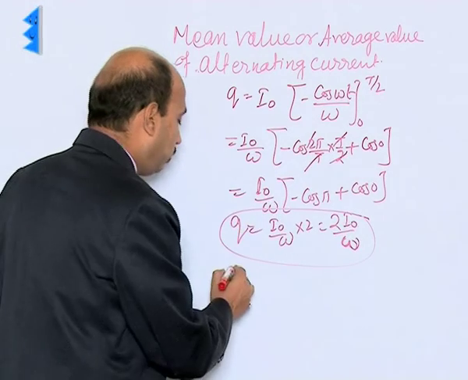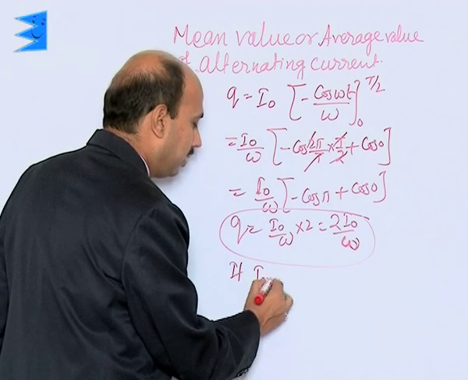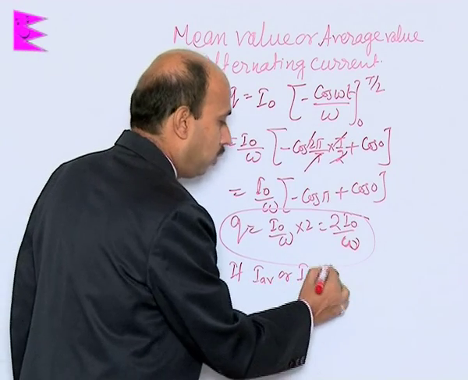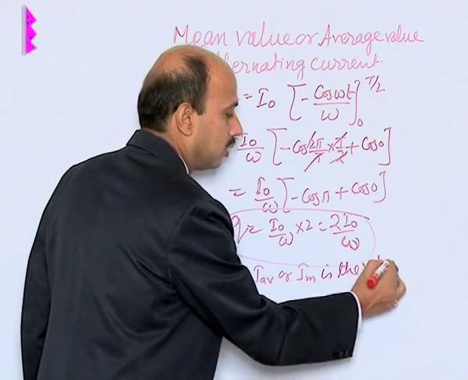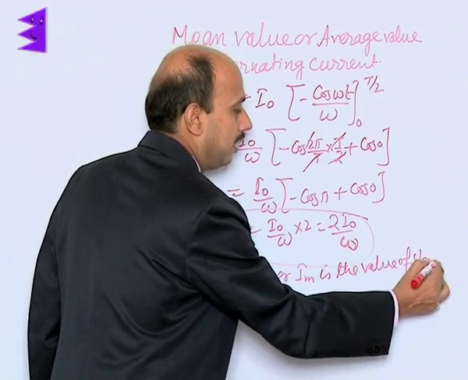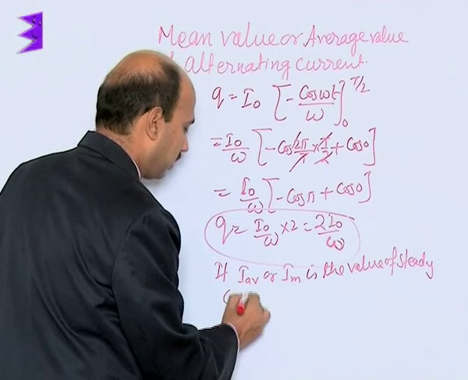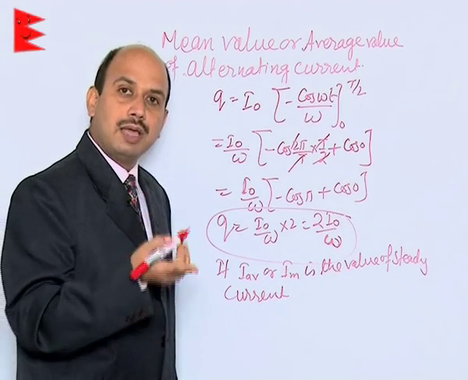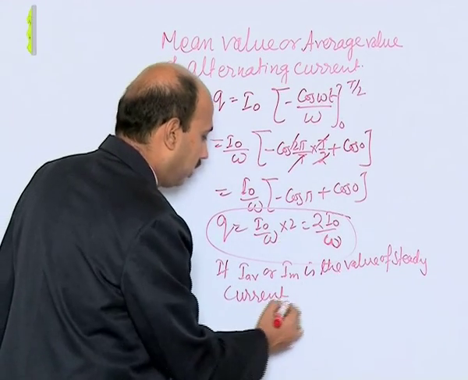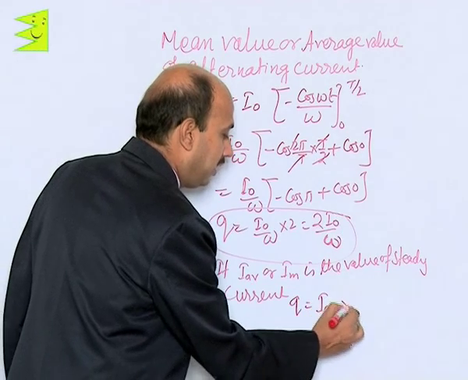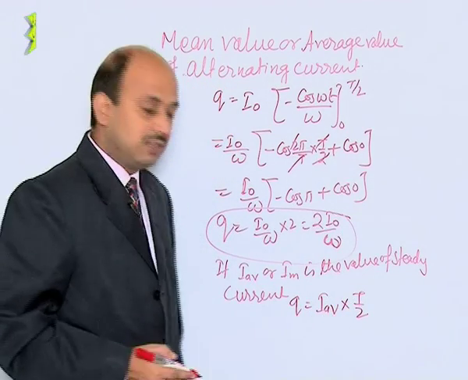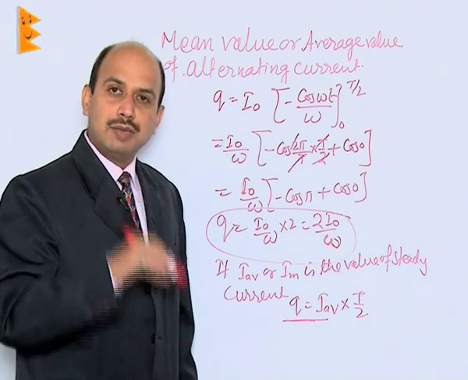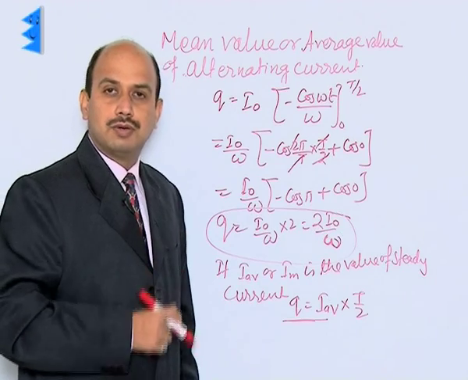Suppose we take I average or I M, any symbol we can write, as the value of a steady current, then the charge given by this current in the same time in the same circuit will be Q is equal to I average into T upon 2. So this is the charge supplied by the steady current in the same time interval in the same circuit as is done by AC here.